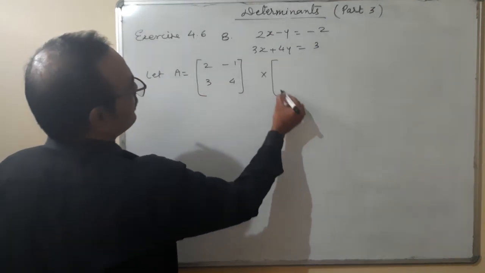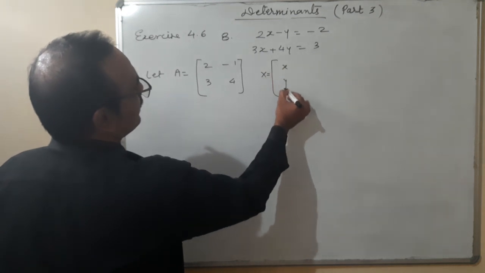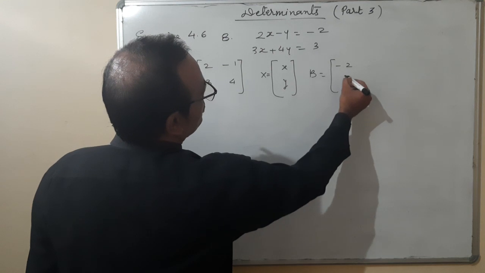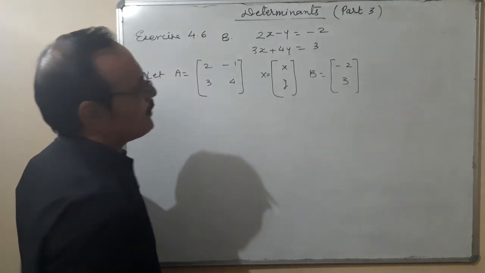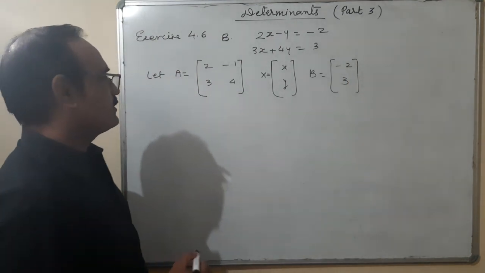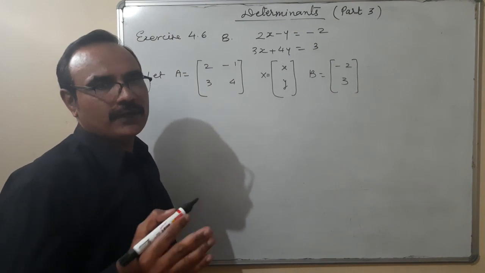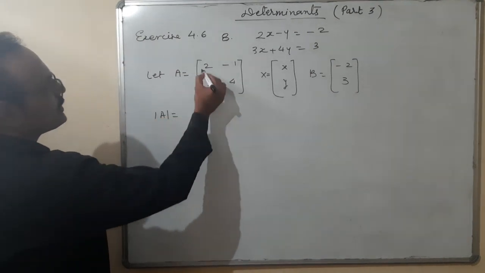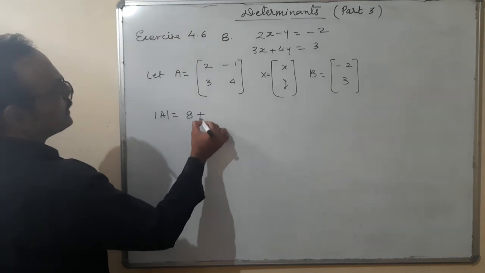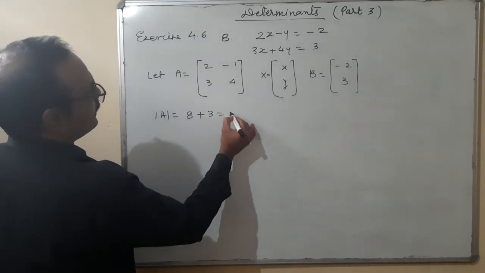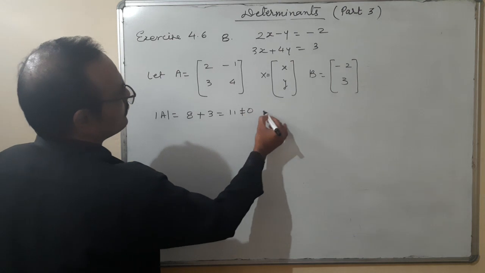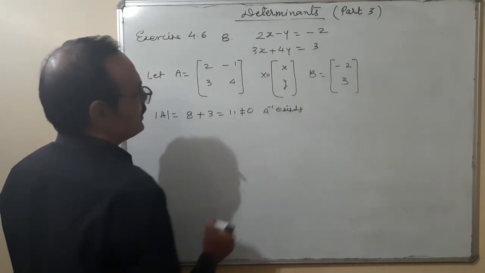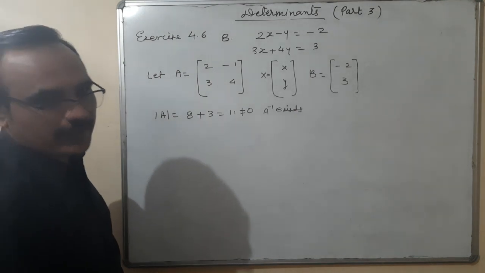X, there are two variables only, x and y. And B is equal to minus 2 and 3. We are finding the values of x and y. But first of all, let us check whether the determinant value of A is 0 or not equal to 0. So it is coming 8 plus 3, 11, which is not equal to 0. Inverse exists, and since inverse exists, we can find the values of x and y.